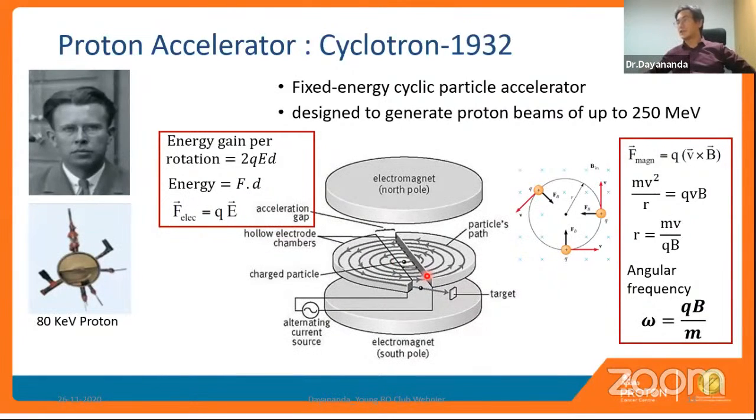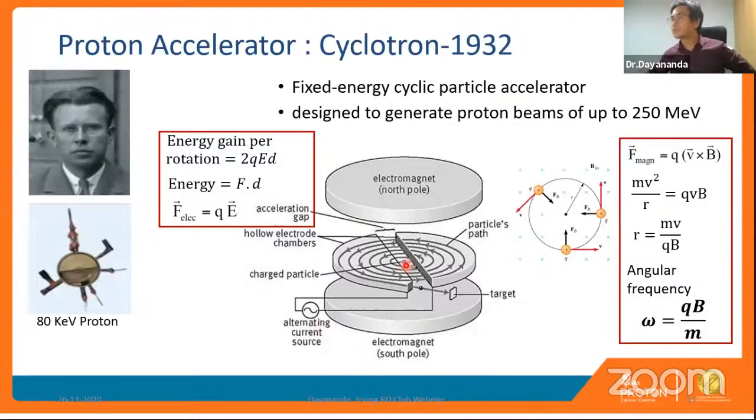the required energy. Then how do we do that? So this is the magnetic field. And in between this magnetic field, he kept the D's, we call them D's. And these are applied with an alternating voltage or alternating current over here. And the proton is injected with certain energies over here.